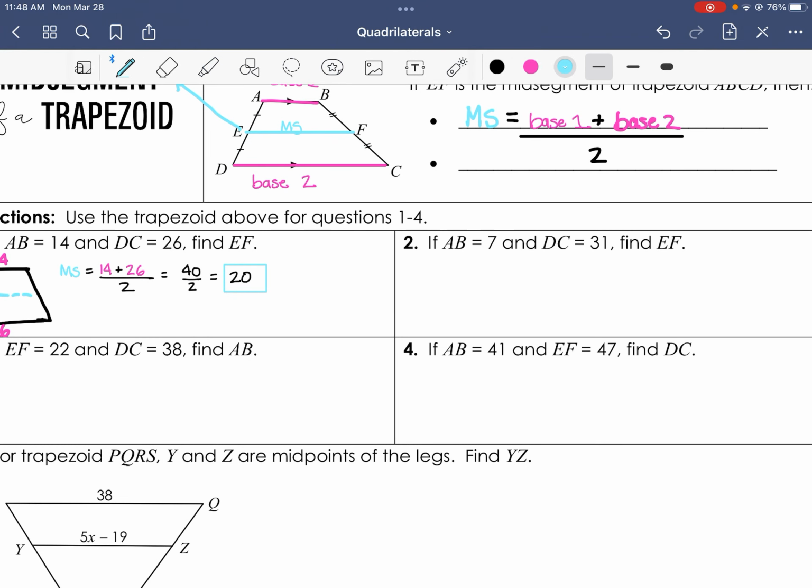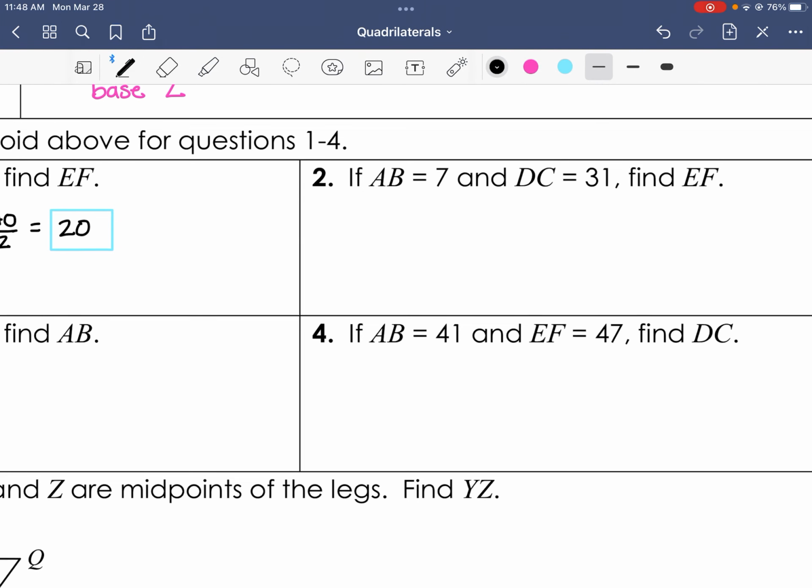So let me see. Let's try number 2, in case you guys maybe need an extra example. I'm going to draw my mid-segment. Well, that's a bad line. Whoop. Let me clear that up because I know some of you guys, it's going to drive you crazy. Okay, cool.